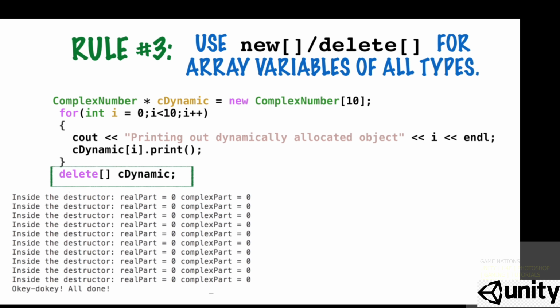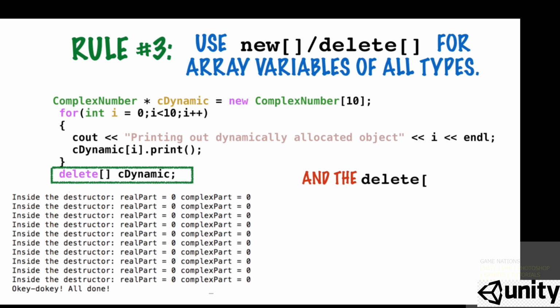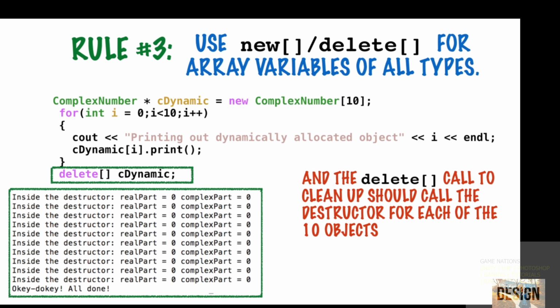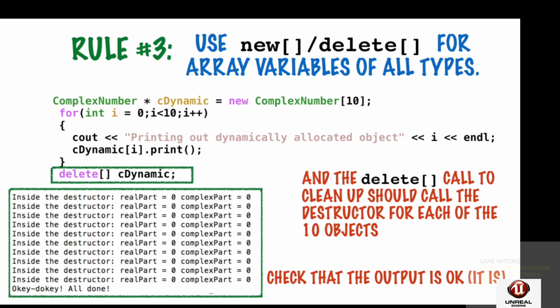And finally, the array delete call on C dynamic. When we call delete with square brackets on C dynamic, it goes ahead and calls the destructor on every instance, or every object, in that array. If you run the code and look at the output, you'll notice that the destructor has been called 10 times, exactly what we would expect. We have this message inside the destructor which specifies that we are inside the destructor, and this message is printed out 10 times. This output is perfectly fine and exactly what we would expect.